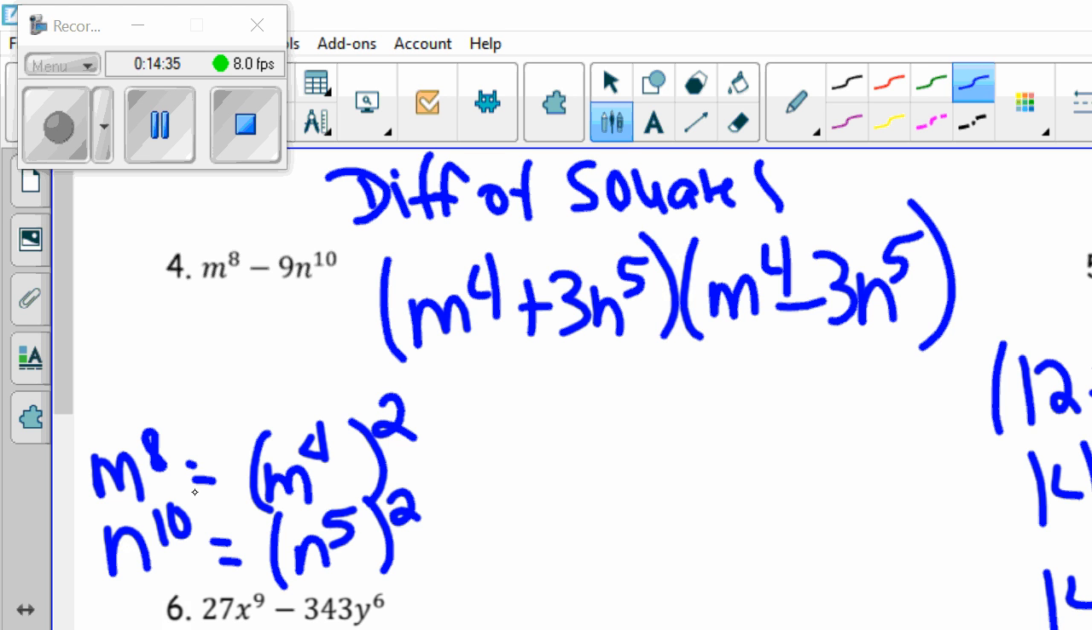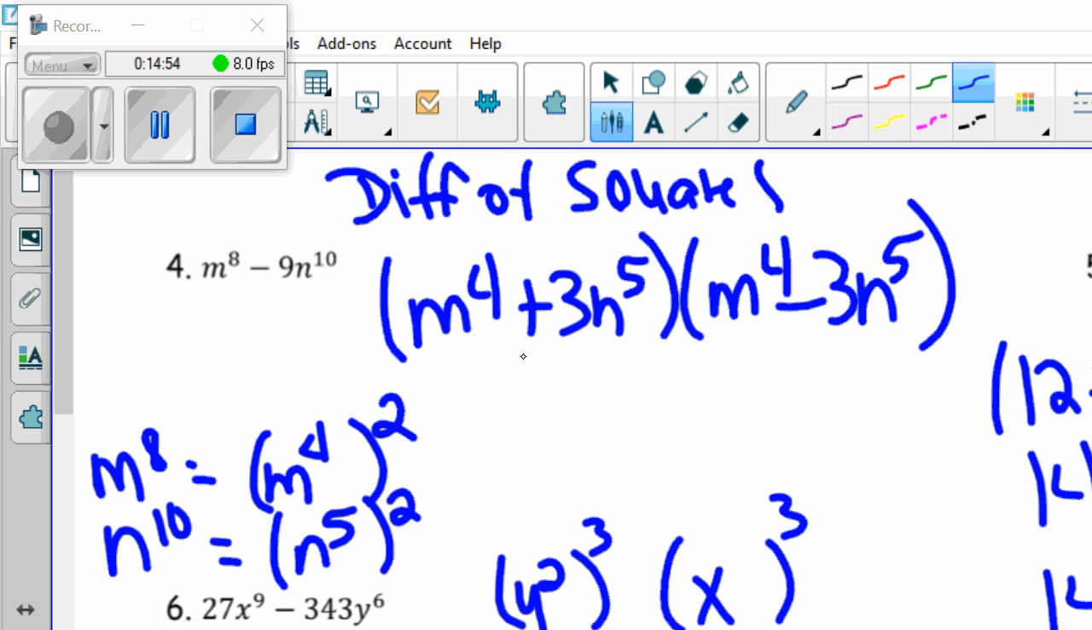y to the 6th, again what I'm doing, okay, y to what power, when I cube it, gets me 6. So 3 times what number gets me 6? y squared. And again, that's how I found my x over here. So I was looking at x to what power when I cube it. So 3 times what gets me 9? 3. So 3x cubed minus 7y squared. That's my first set of parentheses. That's the cube root of both of those.